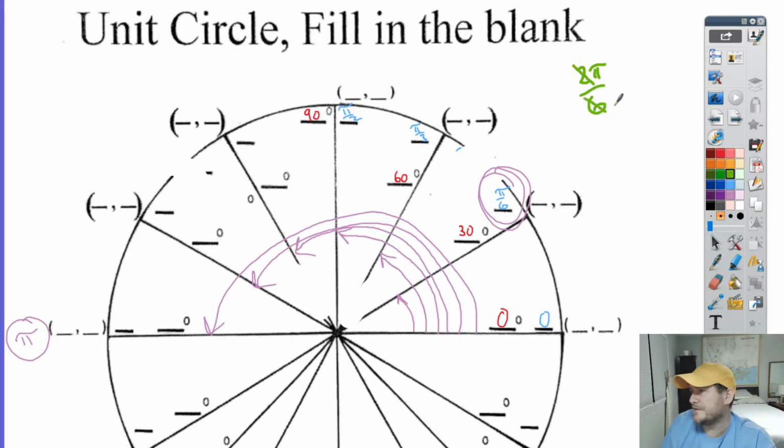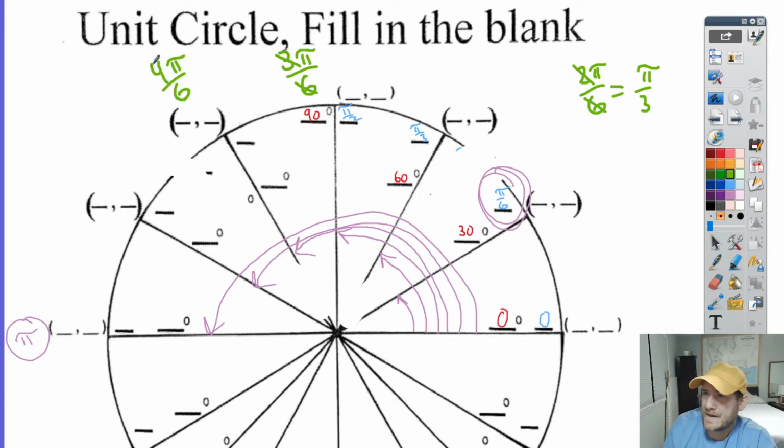You got to reduce it. Divide by 2, you get pi over 3. After 2 pi over 6, you get 3 pi over 6. Well, again, reduce. When you reduce that, you get pi over 2. Then you get 4 pi over 6. When you reduce that, it's 2 pi over 3.